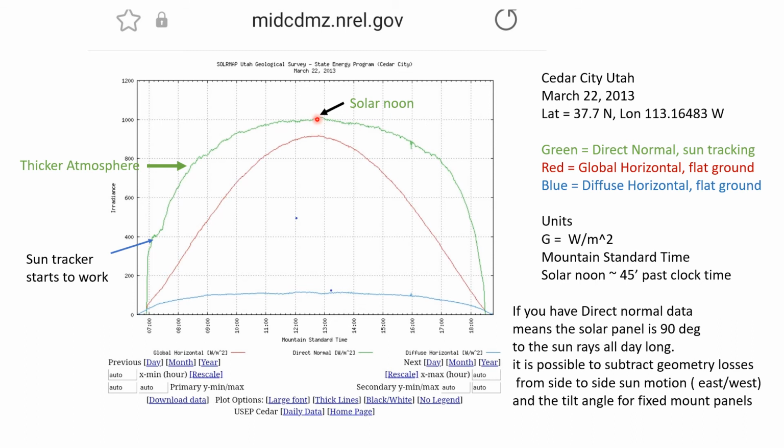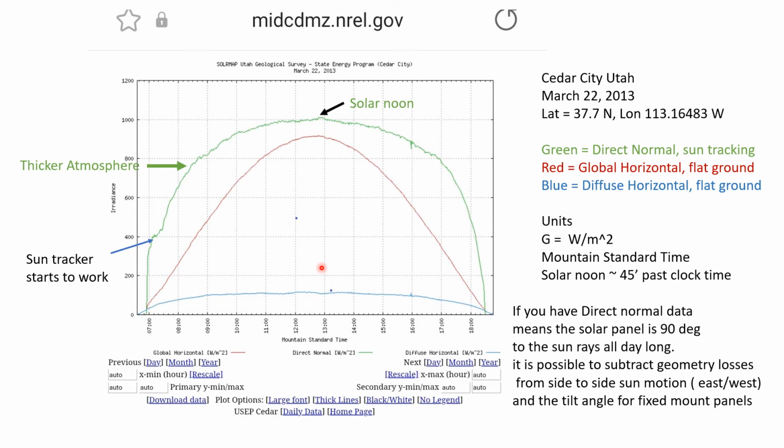And solar noon occurs at this max point here, and it is not 12 standard time. It's off by about 45 minutes. This chart is if you took a solar panel and you laid it on the ground or a flat roof of an RV. This is how much power you can expect to get out. And this funky little blue line down here, that is what's called horizontal diffusion, and physicists will actually call that Rayleigh scattering of the sun.